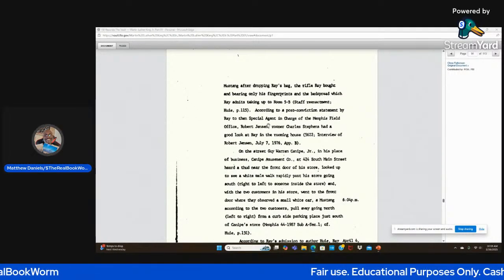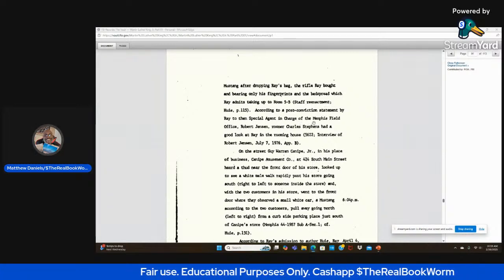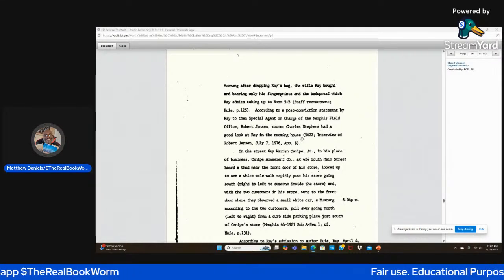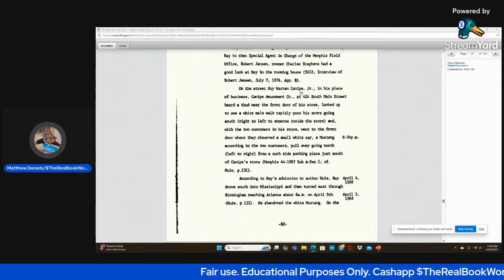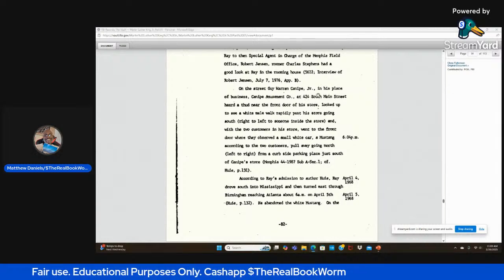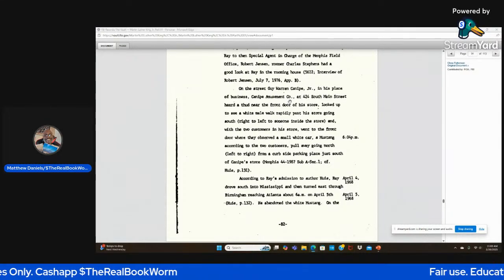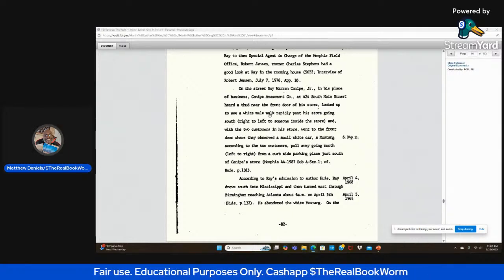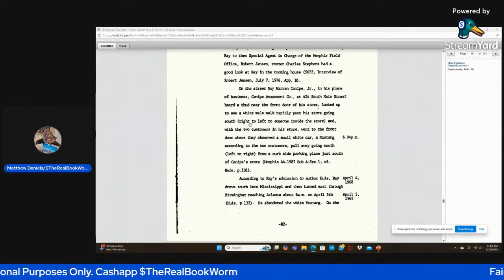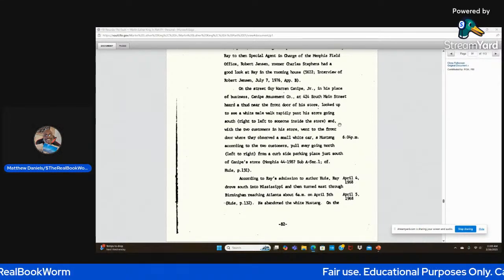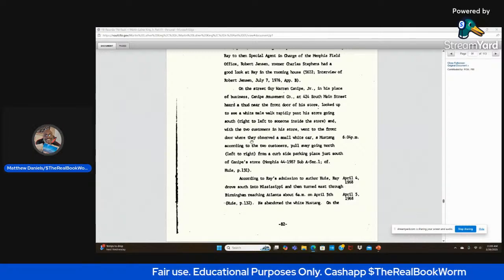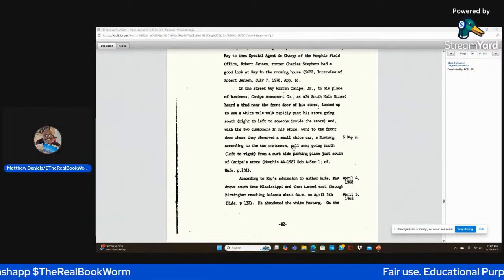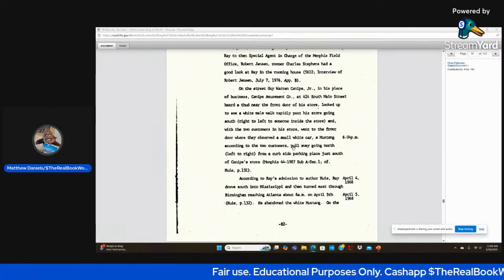According to a post-conviction statement by Ray to then special agent in charge of the Memphis field office, Robert Jensen, rumor Charles Stevens had a good look at Ray in the rooming house. On the street, Guy Warren Knipp Jr., the guy that owned the building where the gun was found, in his place of business, Knipp Amusement Company at 424 South Main Street, heard a thud near the front door of his store, looked up to see a white male walk rapidly past his store going south, right to left, to someone inside the store, and with the two customers in his store, went to the front door where they observed a small white car, a Mustang, according to the two customers, pull away going north, left to right, from a curbside parking place just south of Knipp's store.